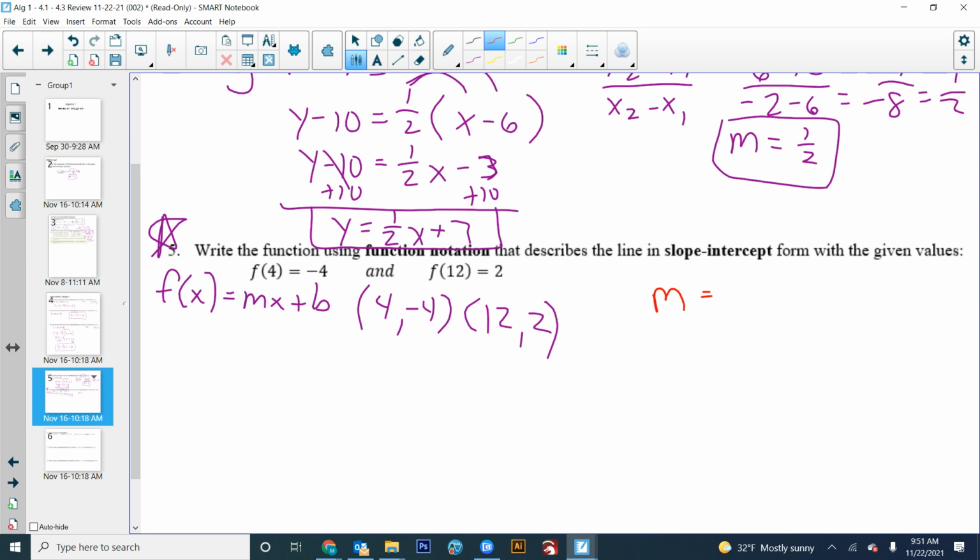I don't remember us doing that, finding the y-intercept if it's not given. Do they just solve it from slope intercept or point slope to the y-intercept? Oh, we did it. Yeah, we did this. All right, let's do the slope first.